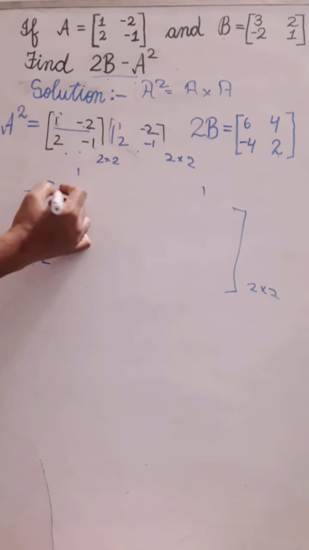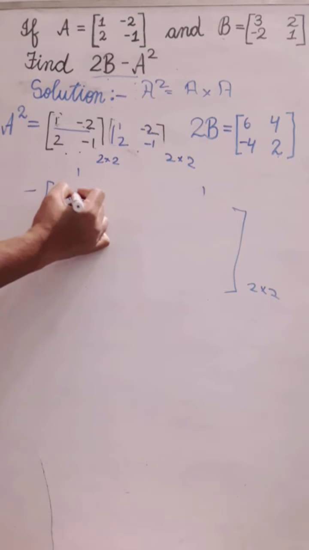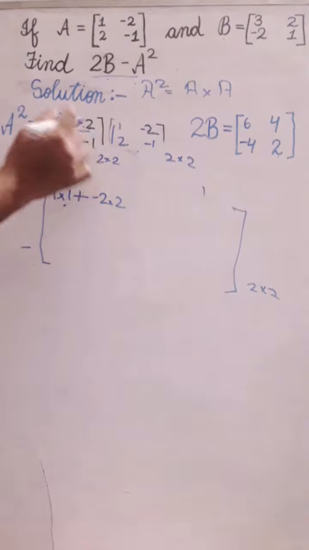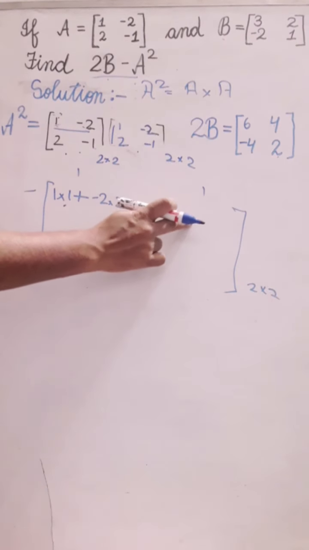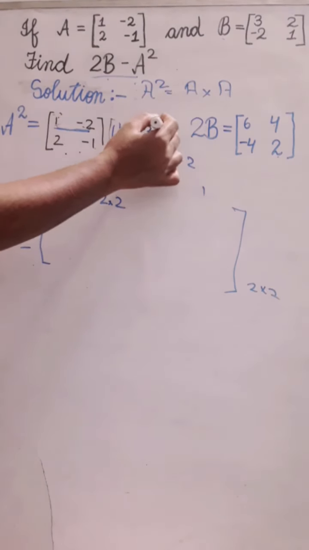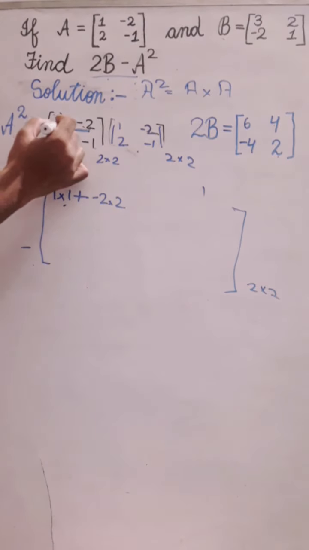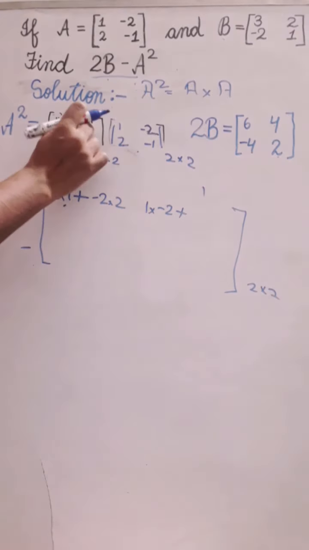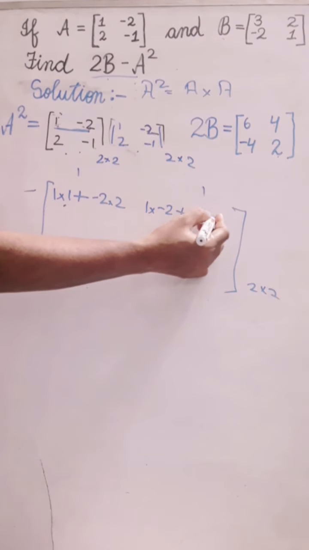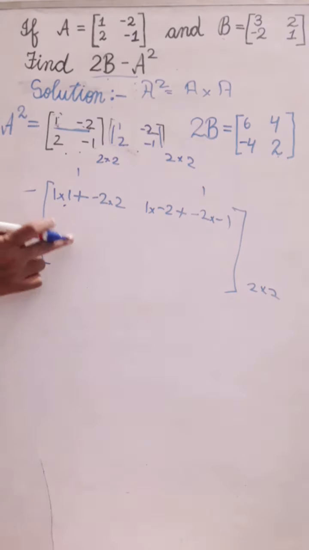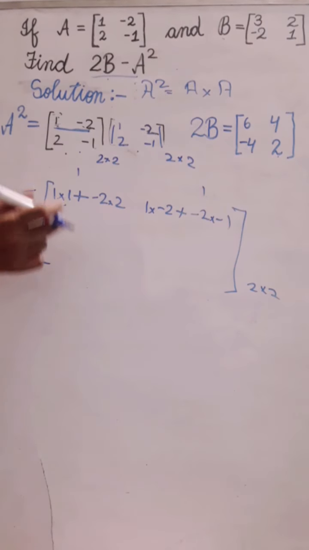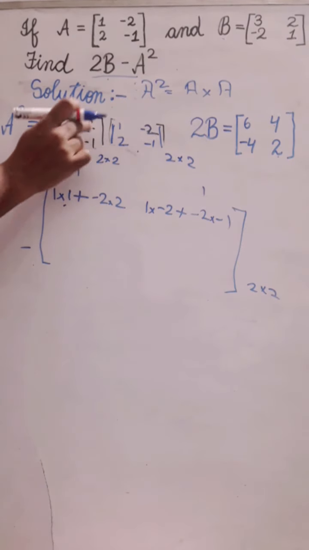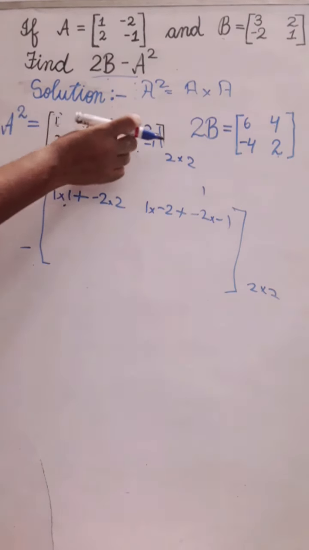So 1 times 1 plus minus 2 times 2. Now here this is your first row, second column. So the first row needs to be multiplied with your second column. So 1 times minus 2 plus minus 2 times minus 1. Now this is your second row, first column. So this I need to multiply with this. So the second row is multiplied here.